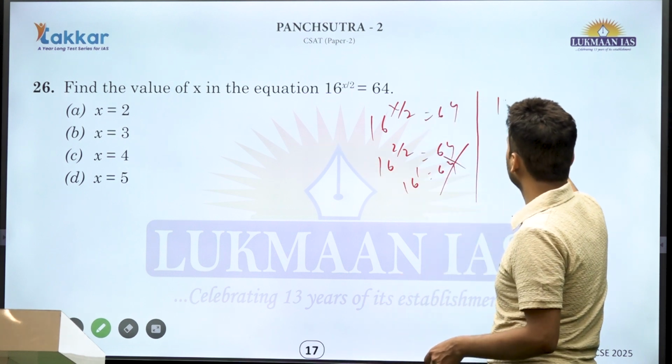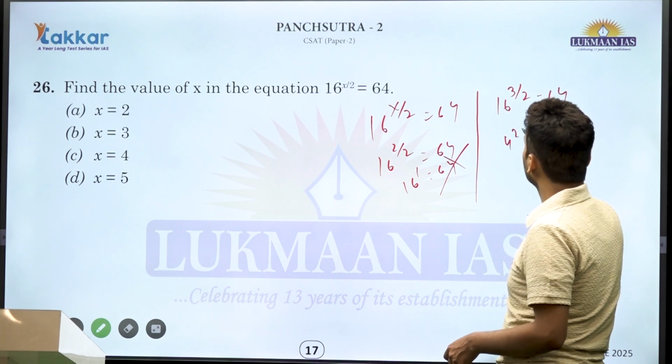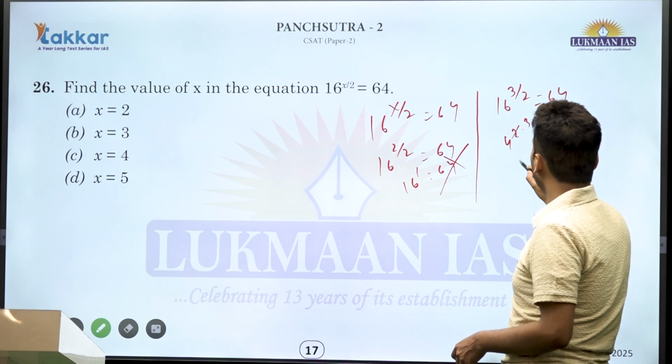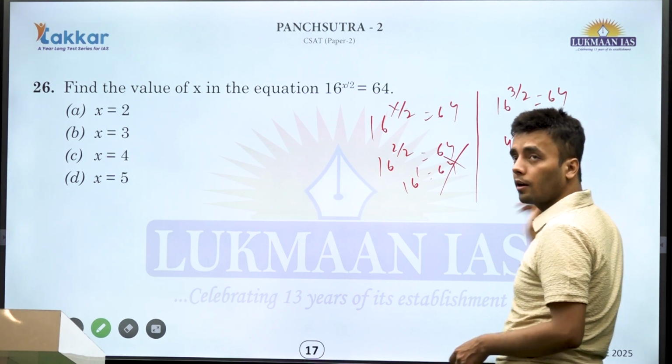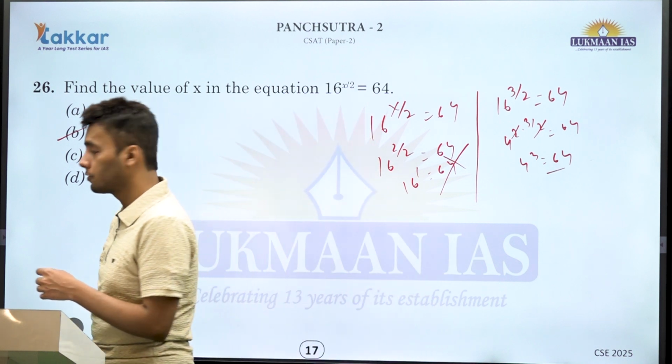x is equal to 3. 16^(3 by 2) equals 64. Now 16 can be written as 4 square. So (4 square)^(3 by 2), the 2 will get cancelled out. 4 cube is equal to 64. This is correct. So simply we can write B option as correct. x is equal to 3.